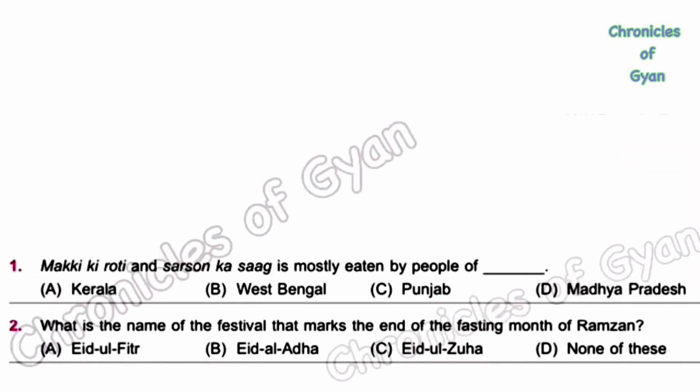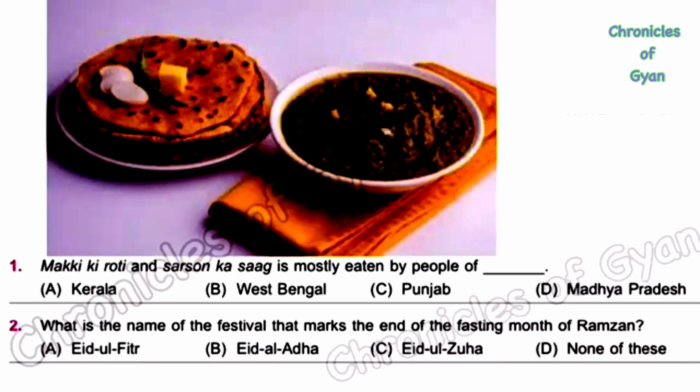Question 1. Makke ki roti and sarso ka saag is mostly eaten by people of dash. Correct answer is option C, Punjab.